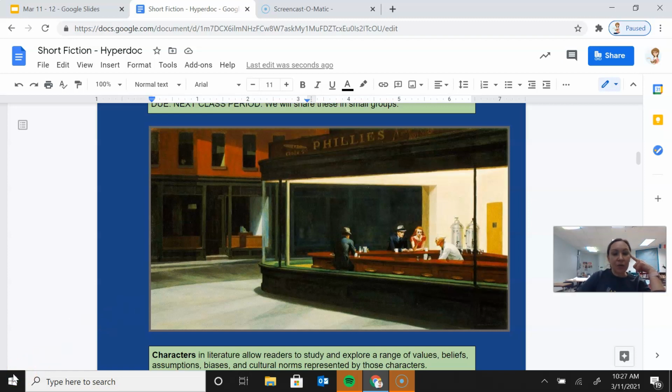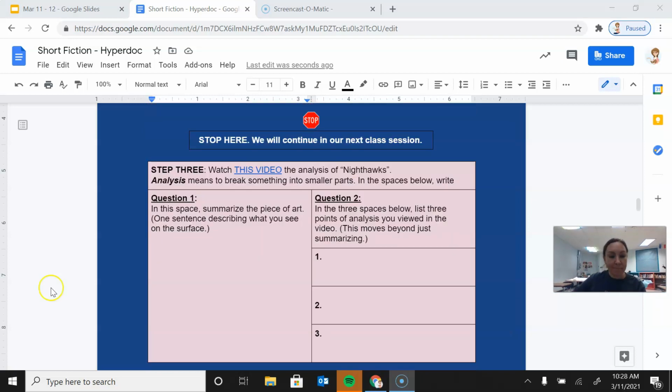And so I asked you to do that with a piece of art, which you did. And now let's transfer that type of analysis, that type of deep thinking, to what it would look like if I'm reading a text. What could I notice about the characters? What could I notice about the setting that might lead me to a theme? So that's what we're talking about. You already did step 2.